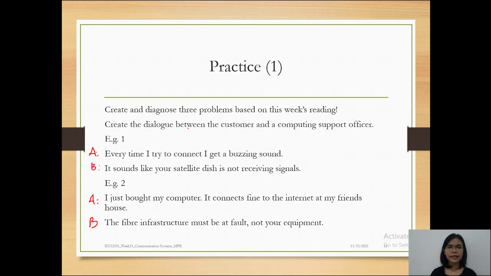Okay, so please create 3 problems. It means create 3 dialogues between the customer and a computing support officer based on this week's reading.